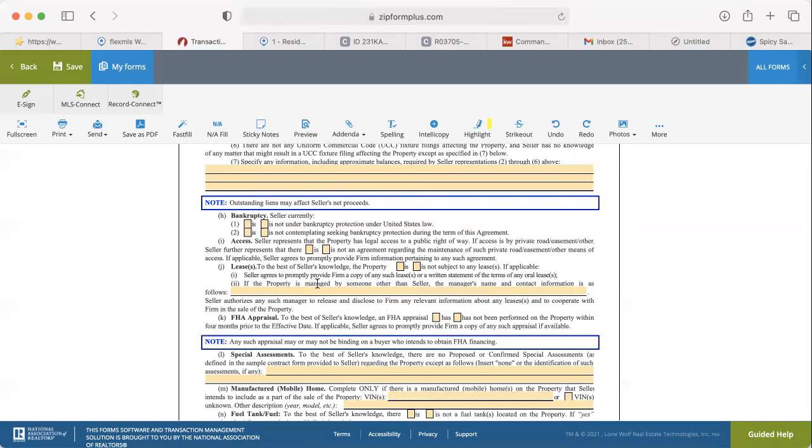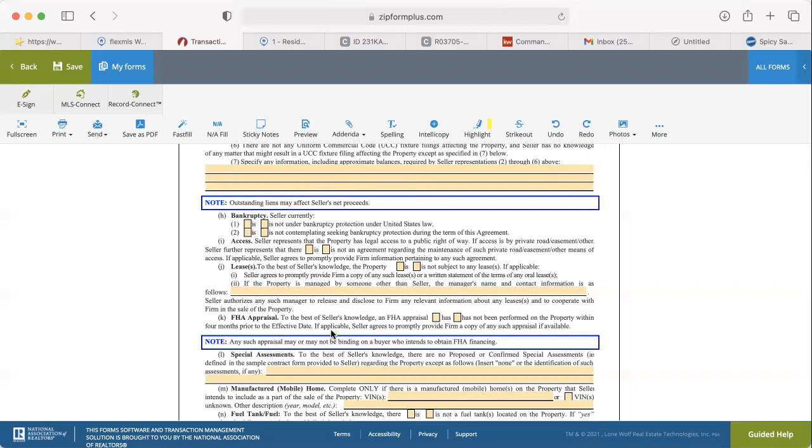The next one talks about lease. Is the property subject to a lease? So is there a tenant in place, or has there been a tenant in place? You would check yes or no. And then if there is, the seller agrees to promptly provide the firm a copy of any such lease, and who is the management company that manages the rental, and you would put that in here.